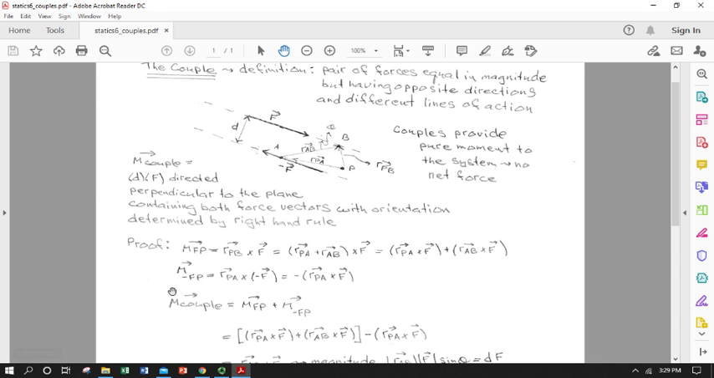So let's take our other force, our negative F. Same magnitude going in the opposite direction. So we're going to get a radius from our point of interest to a point on the line of action of negative F, which is point A, happens to be on the line of action of negative F here. So we'll have R P to A cross negative F.